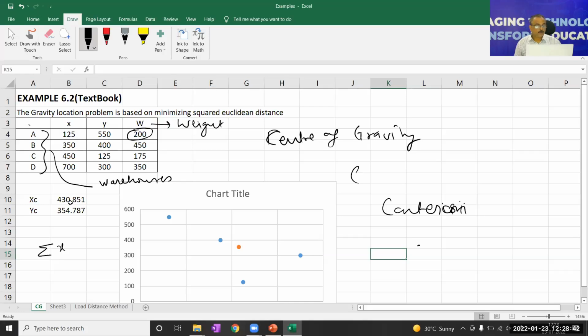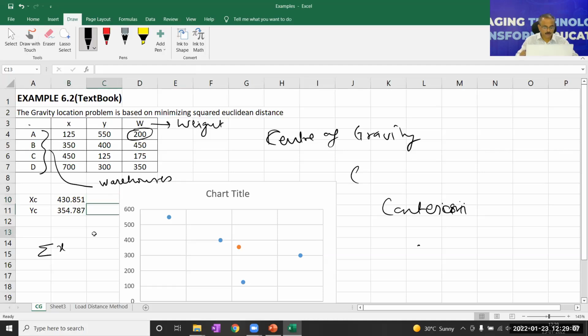Okay, so using this particular model, you can find the summation. That means you have to multiply the X coordinate with the weight, take its summation, and then you have to take the summation of the weights. So you can do it using the sum product function. We have already discussed the use of the sum product function. So how can you do it?